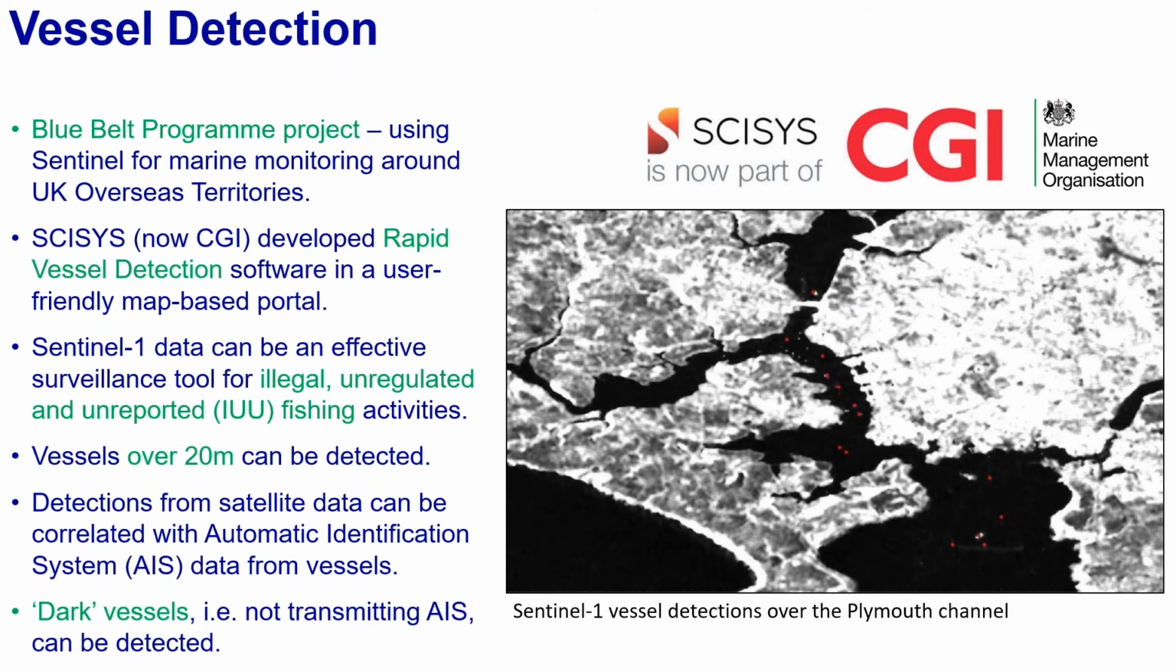And they could correlate it with the kind of signal sent out by the vessels themselves, the automatic identification system, the AIS data, which is used to track vessels, and also use that correlation to flag up dark vessels, so ones that were not transmitting AIS. So they could see them in the imagery and they didn't have an AIS signal, so it tells you where there is potentially illegal activity going on.